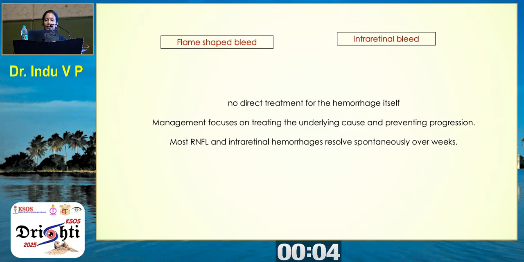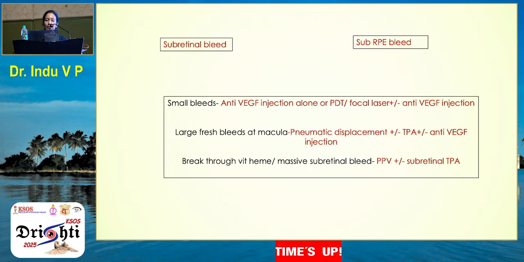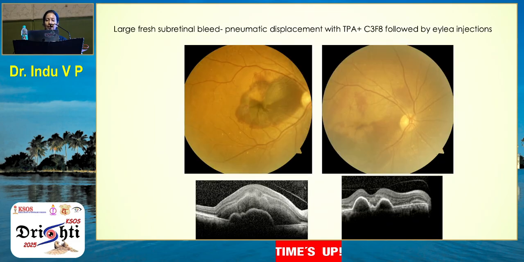For a flame-shaped and an intraretinal bleed, no direct treatment for the hemorrhage is required. It's actually the treatment of the underlying cause. For a subretinal and a sub-RPE bleed, small bleeds you can treat with anti-VEGF injections alone, with or without focal laser or PDT. But large bleeds require pneumatic displacement, because blood is toxic to the retina, with TPA followed by anti-VEGF injections. If there is a breakthrough bleed, you will require pars plana vitrectomy with a subretinal TPA.